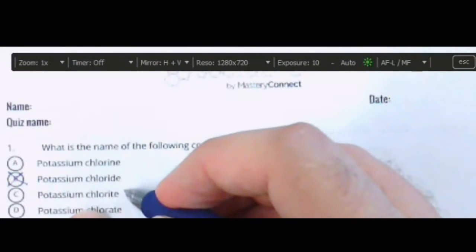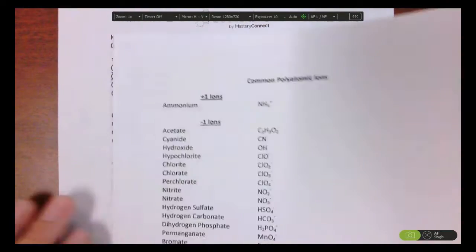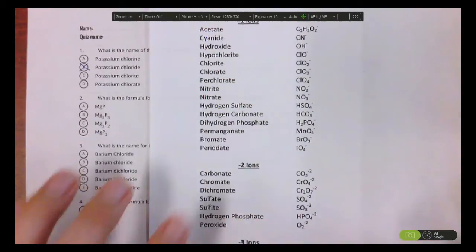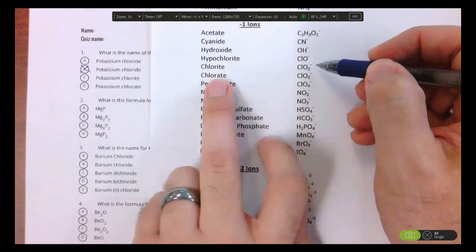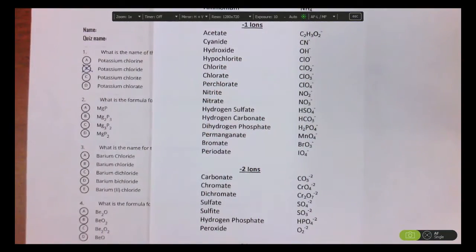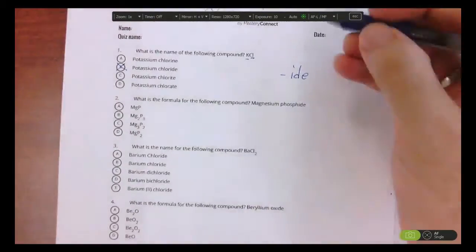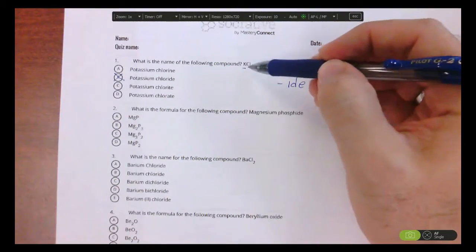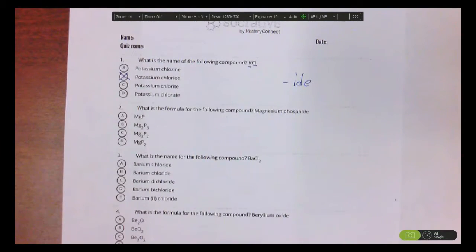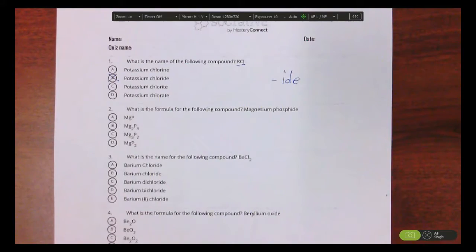This is chlorite. That's a poly, which is on your polyatomic ion sheet. Do you realize that this is chlorite and chlorate? These are all polys. If it ends in ite or ate, it's a poly. It's one of these guys. It means multiple ions. This right here is just 1-to-1. That's binary. So all binaries will end in IDE, never in ite or ate. Okay? All right, next one.